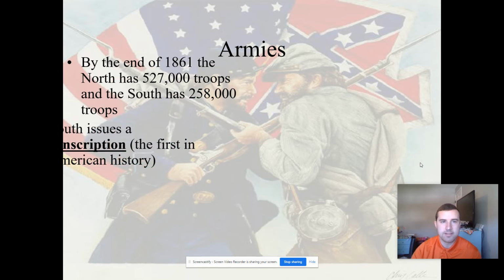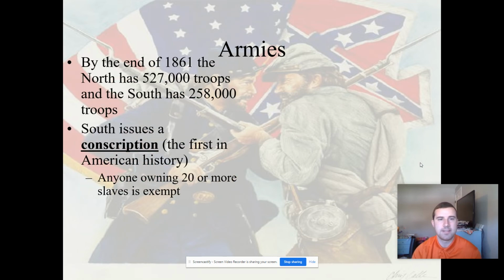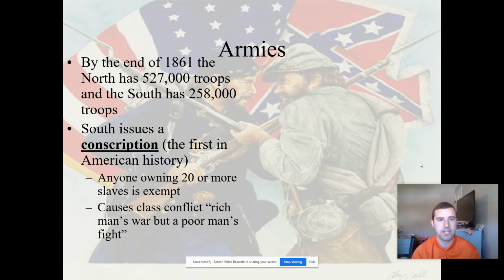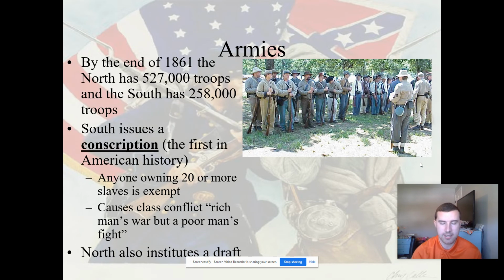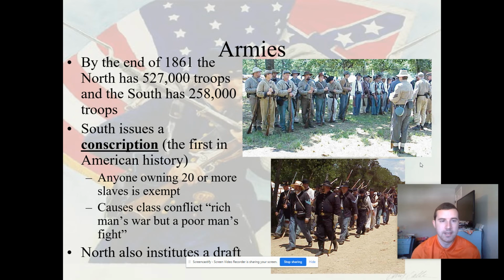For the armies, the North has 527,000 troops and the South has 258,000 troops. So think about that. The North literally has double the amount of troops. Okay. So the South knows it has to be very particular about where it attacks and how they are conducting these battles, because it's going to be very difficult for them when they are outnumbered 2 to 1.